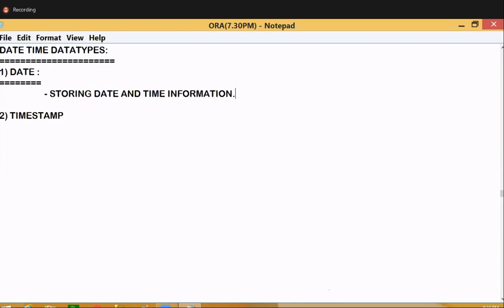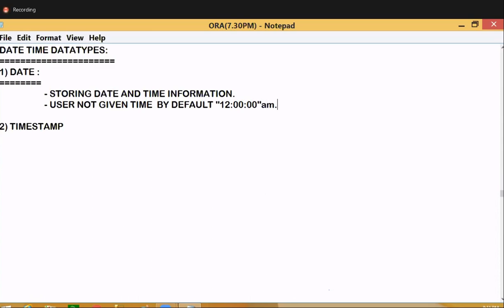Okay, now suppose the user does not enter the time. If the user has not given the time, then by default, Oracle will store 12:00:00 AM. So this is what Oracle will take by default.